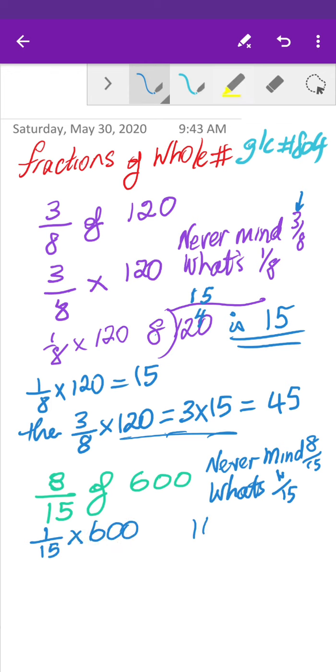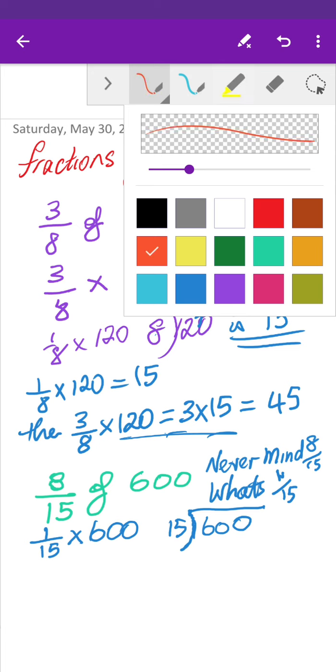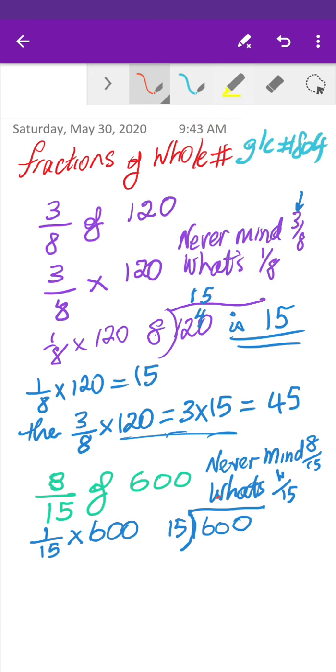Now that's the same as 600 divided by 15. So how many 15s go into 60? 15 times 3 is 45. 15 times 4 is perfect, that's no remainder. So we've got it, 40.